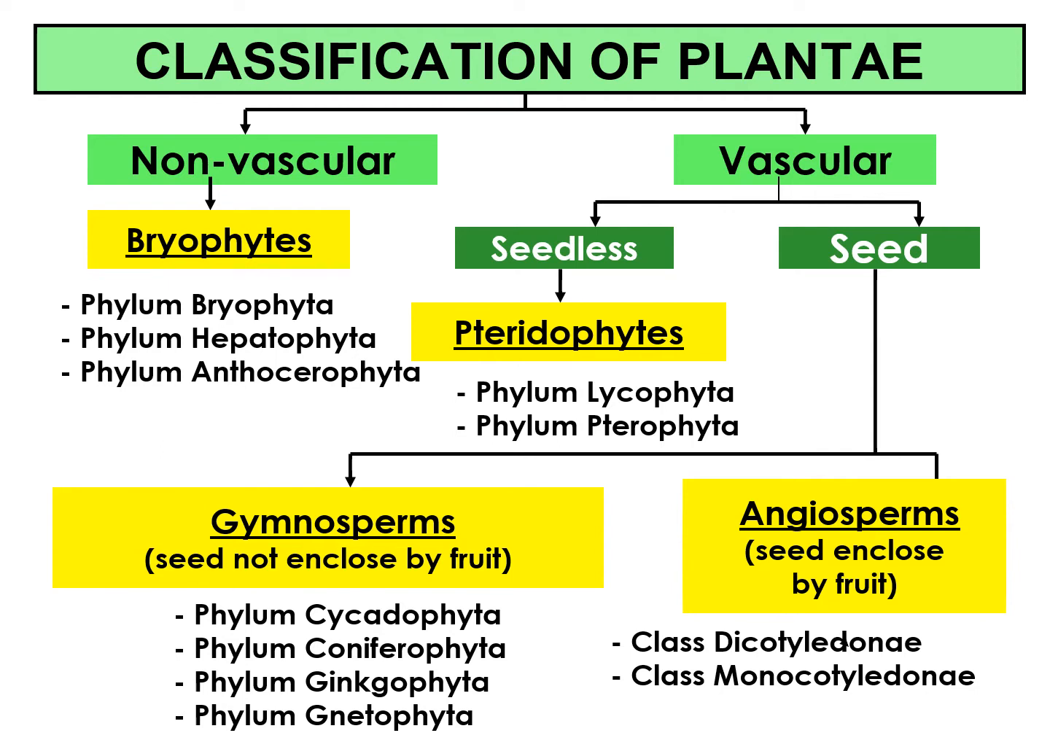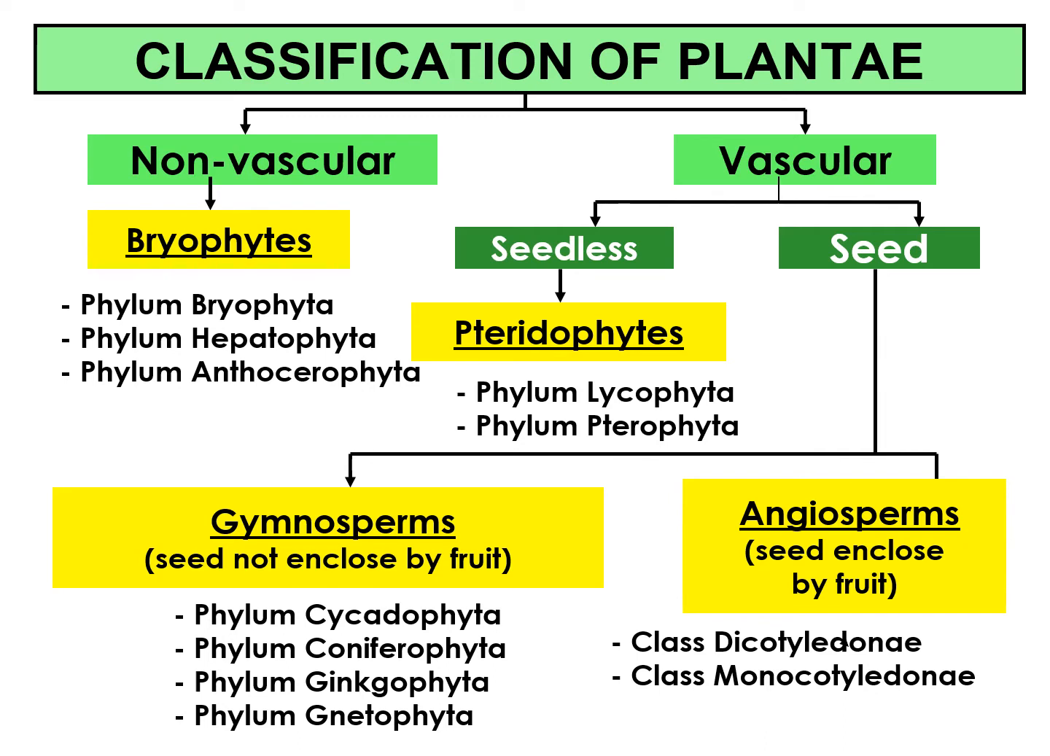First, when we want to classify Plantae, or group Plantae into what group or classification, we look at a few structures that the plants have. First, whether the plant is non-vascular or vascular, whether they have the structure that helps in the transportation of food and water, the vascular system. So those plants that have no vascular system are grouped into one group only, bryophytes.